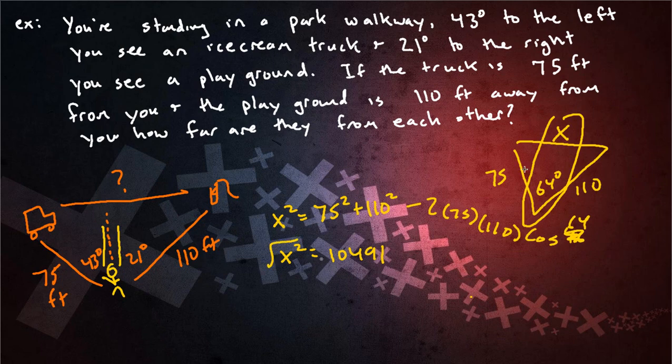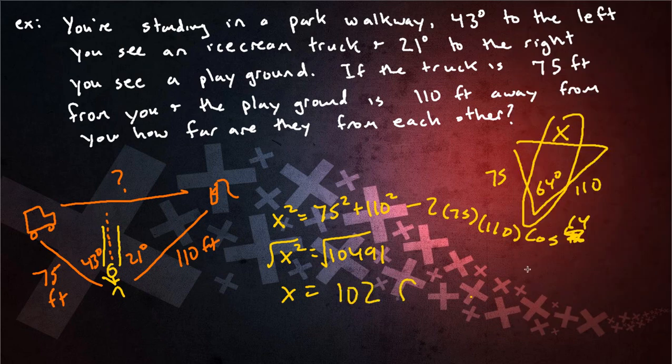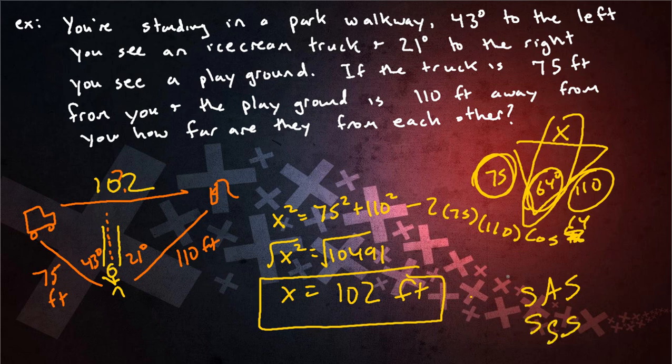I need to square root both sides. So square root both sides. And 102. They're 102 feet away from each other. So this, 102. All right, that's it for the law of cosines. Remember, you're basically doing the law of cosines if you have a side angle side setup, like this, a side, an angle, a side, or a side-side-side setup. That's also a possibility for law of cosines.